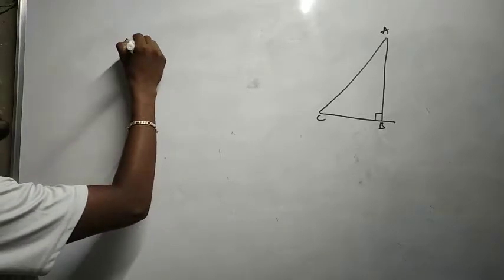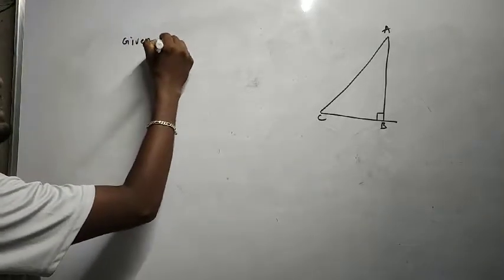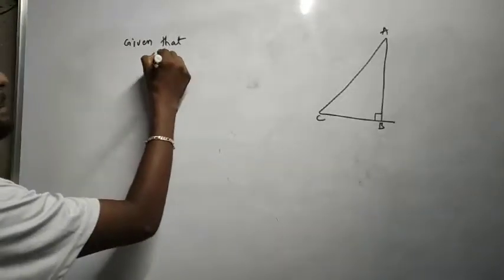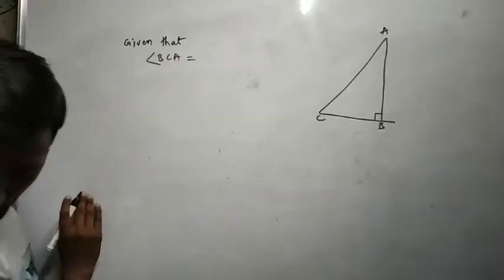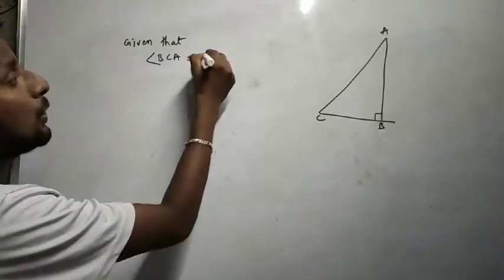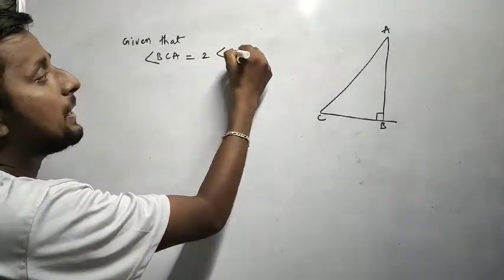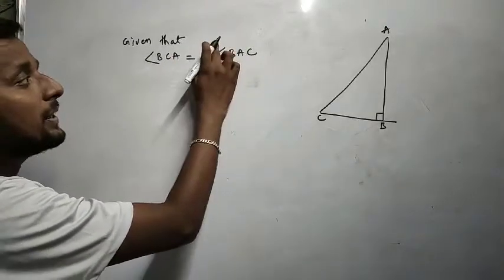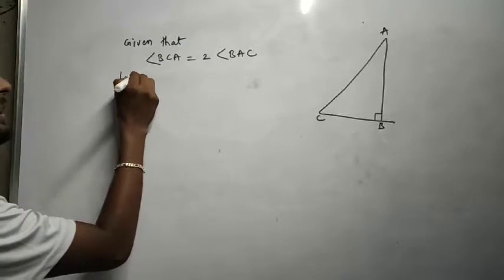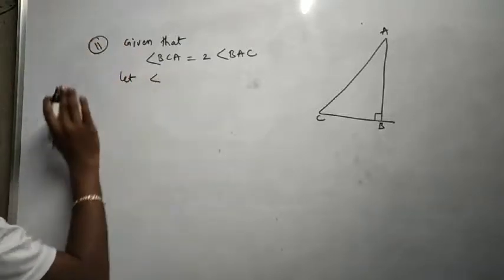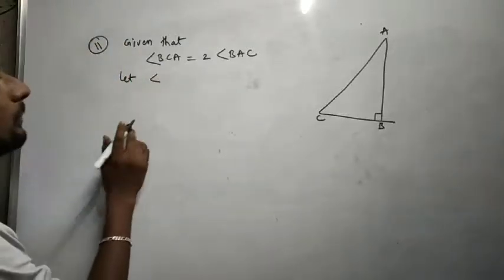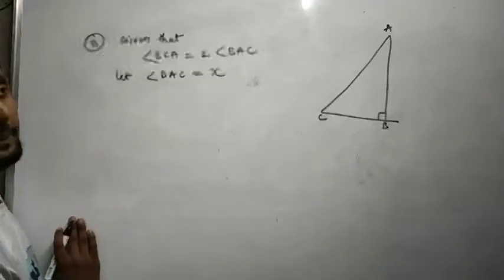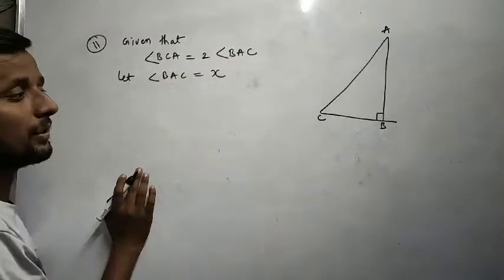The given information is only one thing: angle BCA is equal to 2 into angle BAC. So if you want to know BCA, you have to know BAC. So I'll write, let BAC be equal to x. It's the 11th problem, and if you want, you can note it down. It's an important problem. In the BAC place I can write x now.